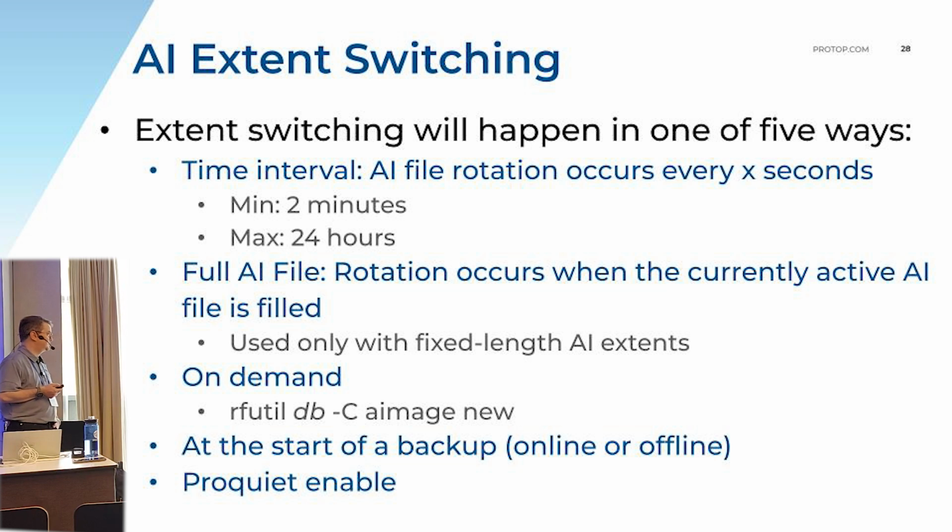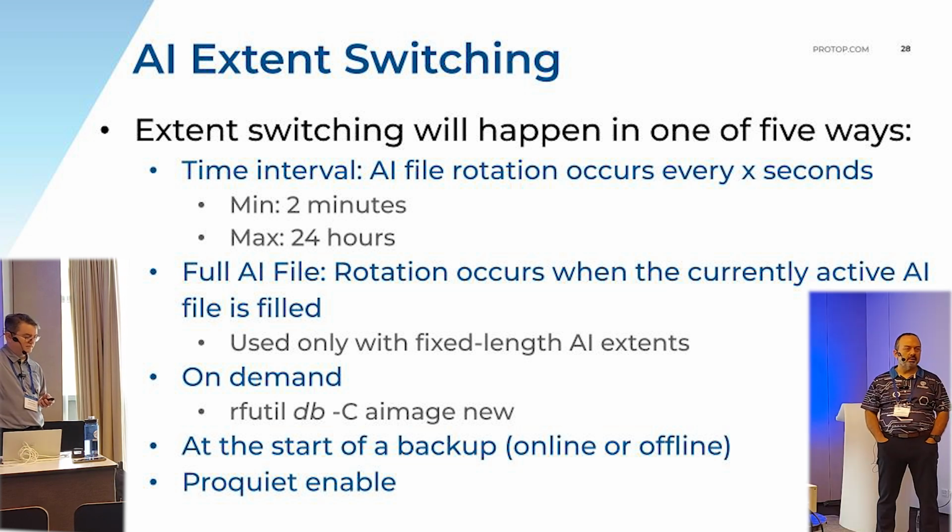And the final one is if you do a ProQuiet enable. So if you set a quiet point in the database, let's say to do something like a VM snapshot, which is safe to do after you've enabled a quiet point, that's also going to cause an AI extent switch.